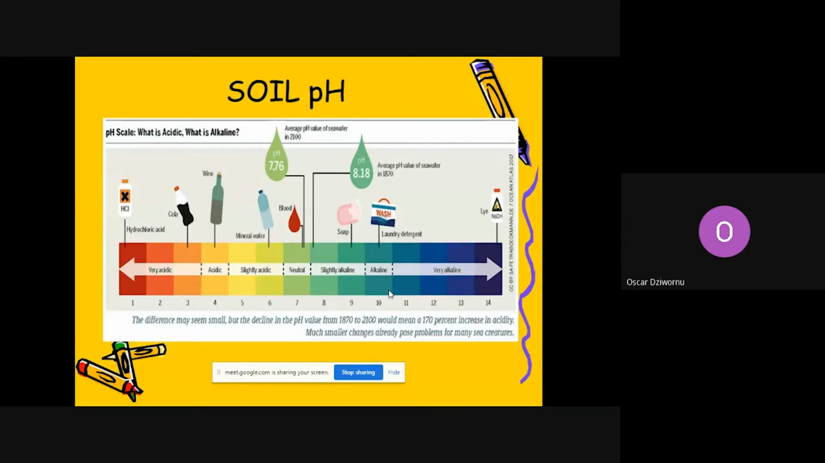Samuela, is she there? Mona. Yes, Mister. All right, can you comment about the picture we have there on soil pH? Look at the picture carefully and comment on it. What does it look like?